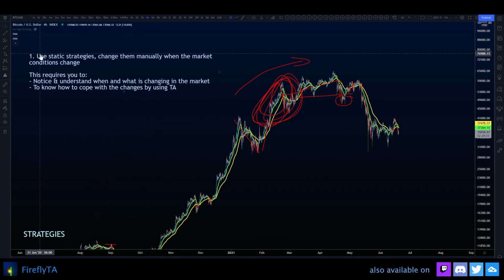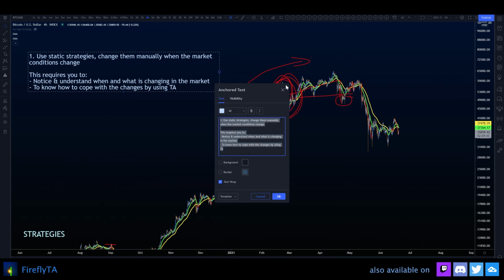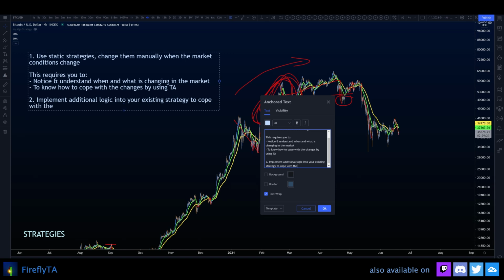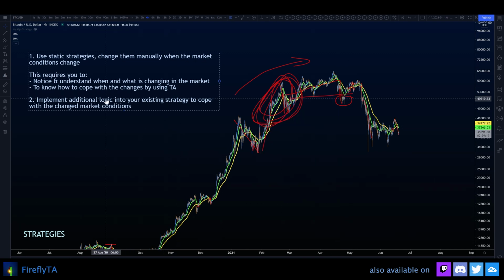You can also, so besides using static strategies and changing them manually, you can go ahead and, for example, implement additional logic into your existing strategy to cope with the changed market conditions. So this is similar to the first one. So you're also changing this manually, but it is more of a semi-dynamic approach here. You can turn your static strategy into a partly more dynamic one by implementing new logic based on new data that you acquire along the way.